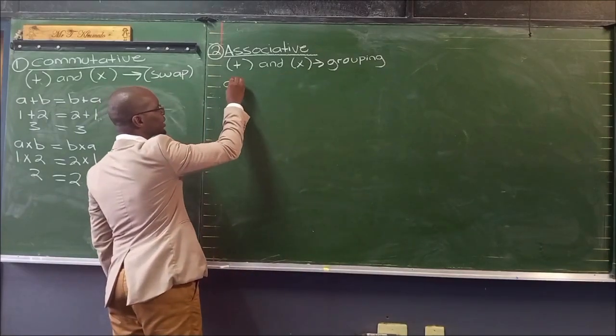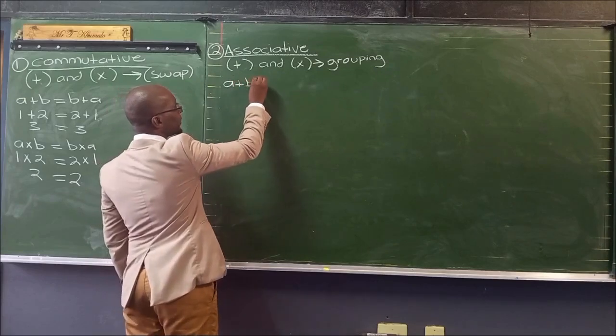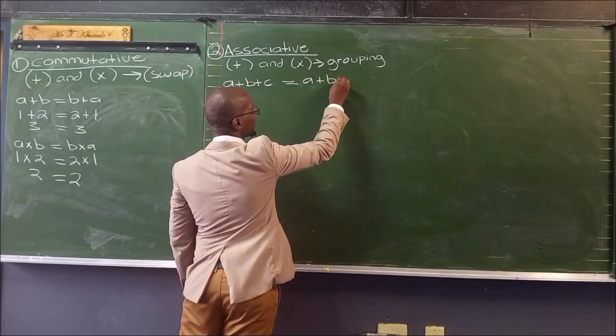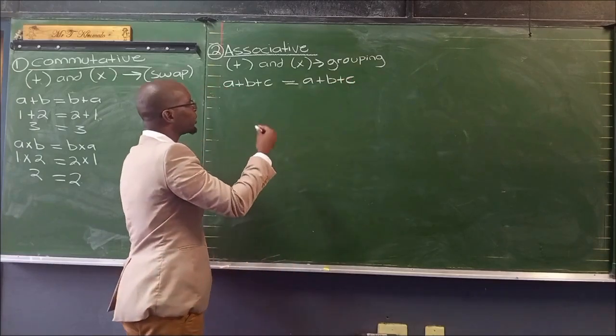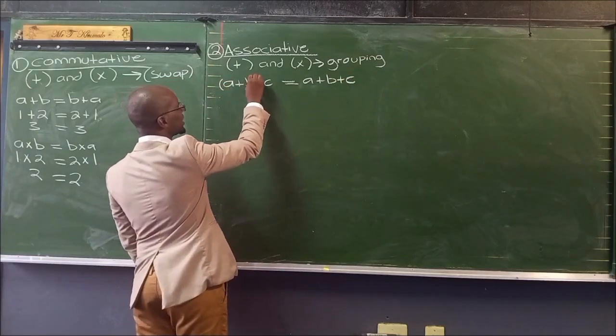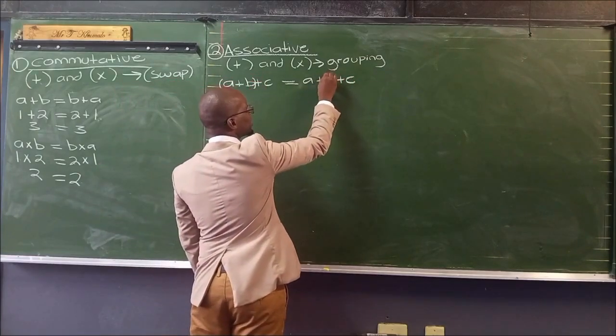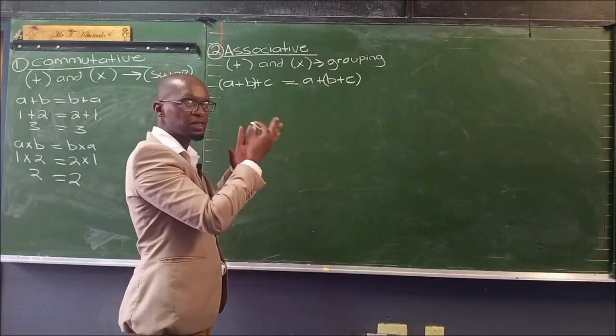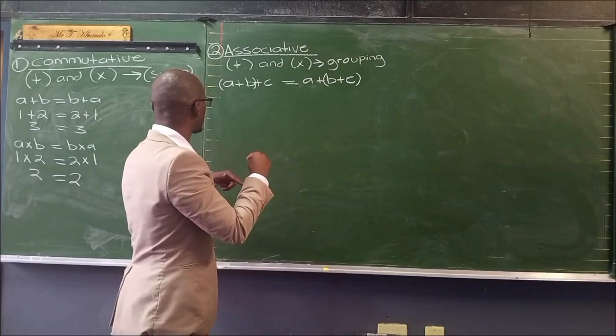Again, using variables, (a plus b) plus c equals a plus (b plus c). So when we add numbers, whether we start here or whether we start over here, so this is grouping, it doesn't matter where we start, we will still get the same answer.